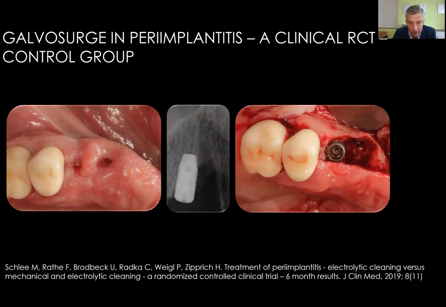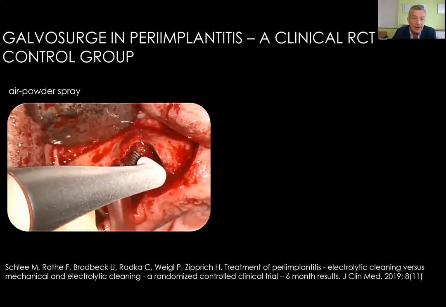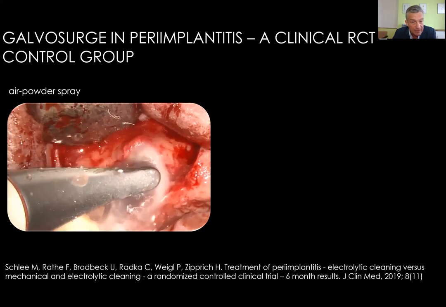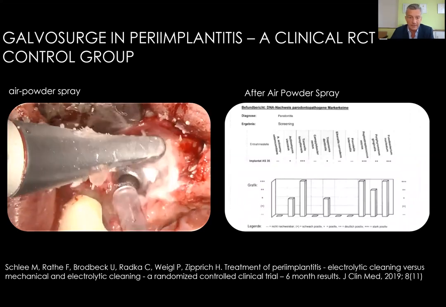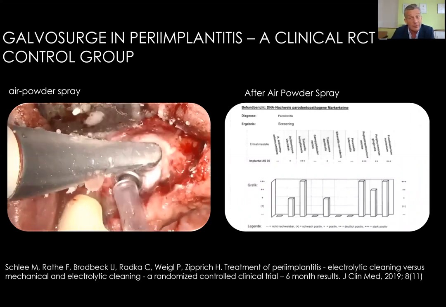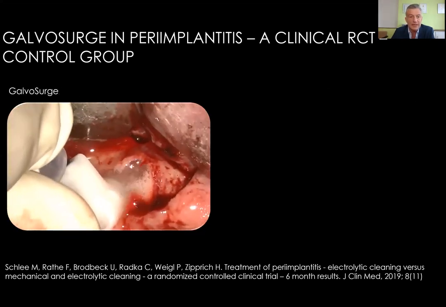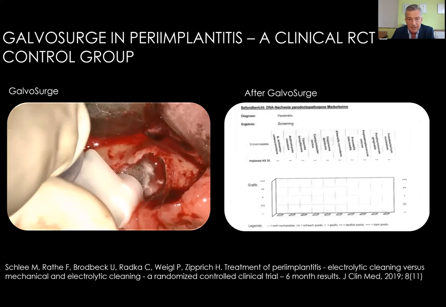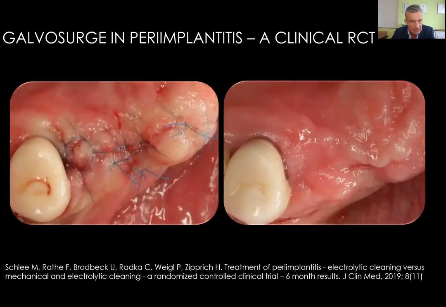Now the control group. We opened a site, we did a PCR testing, then we cleaned the implant with air powder spray and did another PCR testing. This is the PCR test after powder spray. Not that promising. Now we used the electrolytic approach and did another PCR testing. This was the PCR test after cleaning with the electrolytic approach. Then we augmented it with a mixture of autogenous bone and bio-os and used the collagen membrane. Classical suturing, this was after 2 weeks.